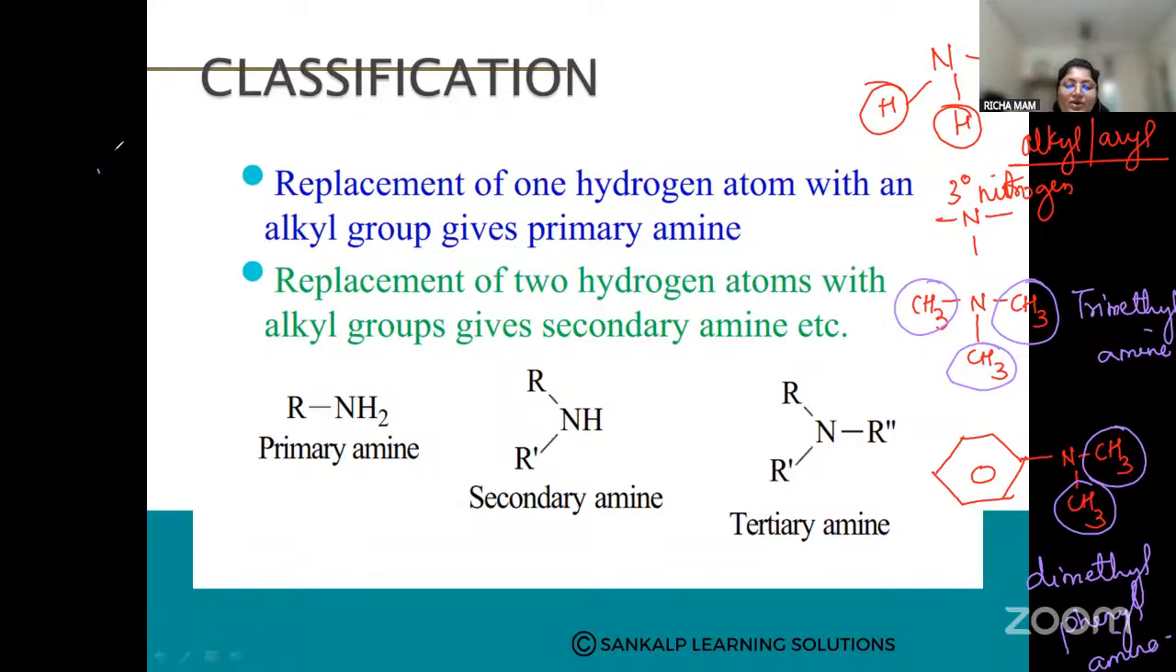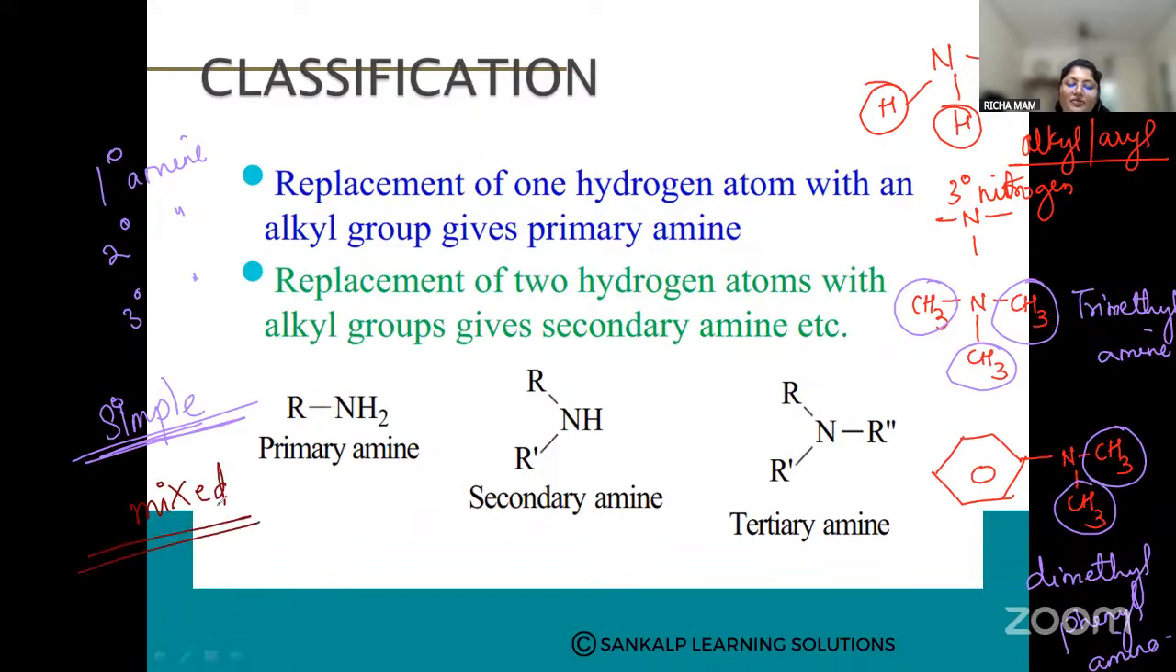So we have seen what is primary amine, what is secondary amine, and what is tertiary amine. I hope you have understood it. Further, these amines can also be classified as simple and mixed. Simple means all the alkyl or aryl groups present are the same. Mixed means you have different alkyl or aryl groups, and they are called mixed amines. Is it clear?